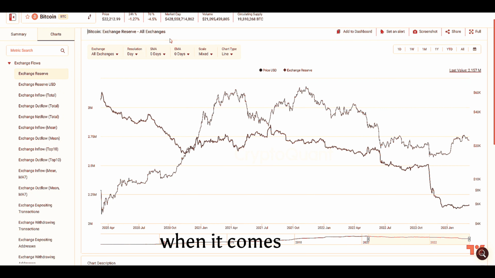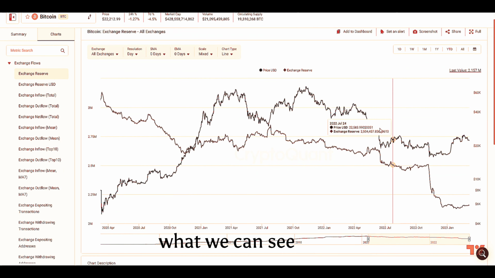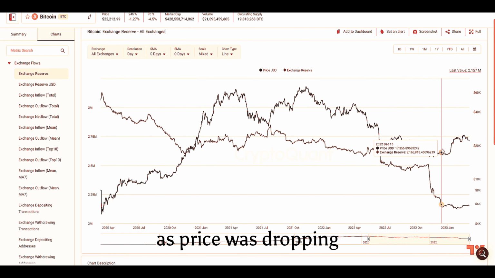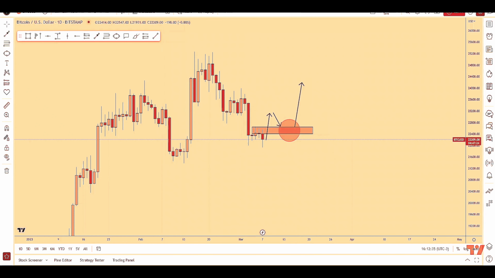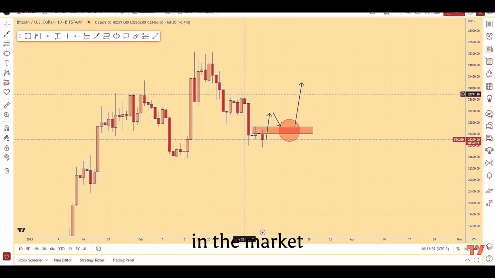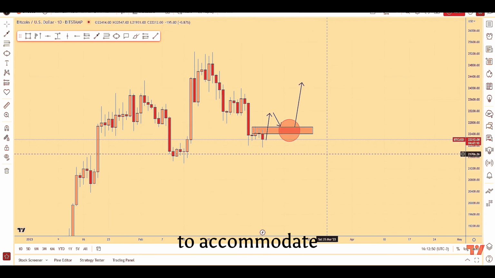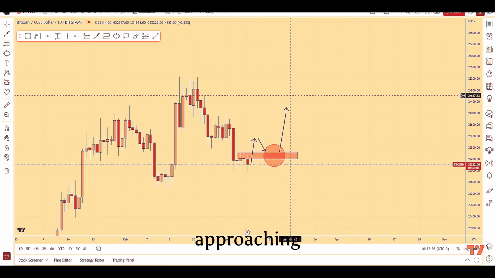Now, if we go and see what we have when it comes to the on-chain data, so essentially how Bitcoins are moving on and off from exchanges, if we look at the exchange reserves, what we can see here is that the black line is the price, the purple line is the amount of Bitcoins on exchanges. As price was dropping, the purple line, so the amount of Bitcoins on exchanges, was dropping even harder, showing how we have a massive illiquidity in the market, so that if demand will increase, or if the amount of Bitcoins emitted into circulation gets cut in half, which is exactly what will happen with the next halving event, at that point price should increase to accommodate for that new demand. So if we actually get this break on the retest, how we could be approaching this potential rejection to the upside.